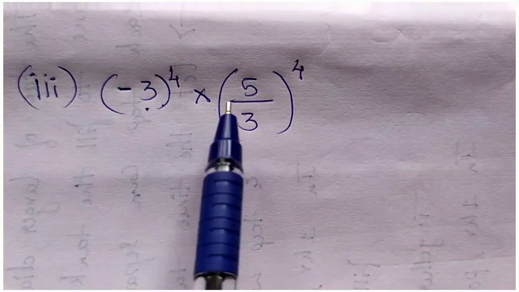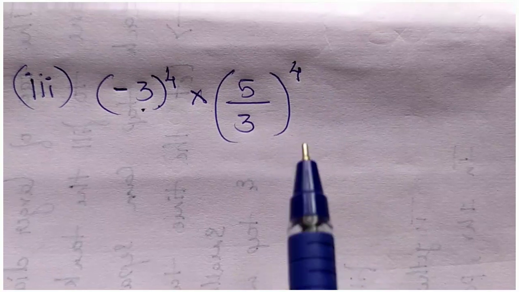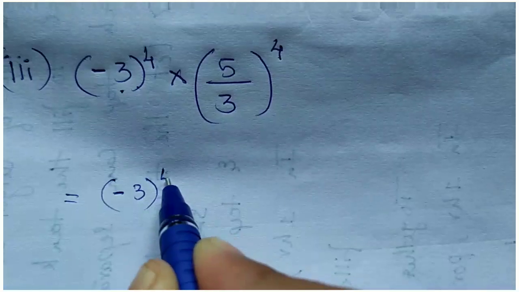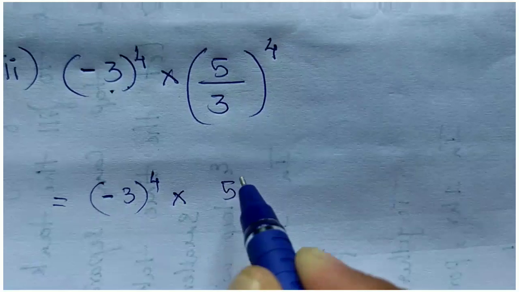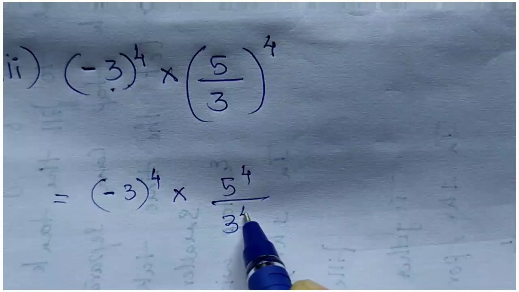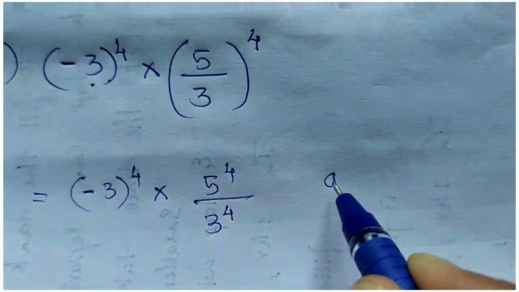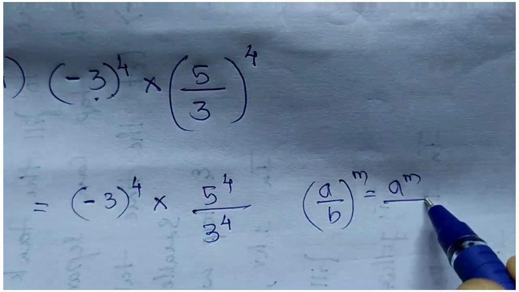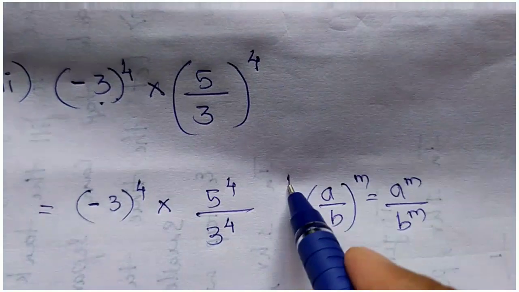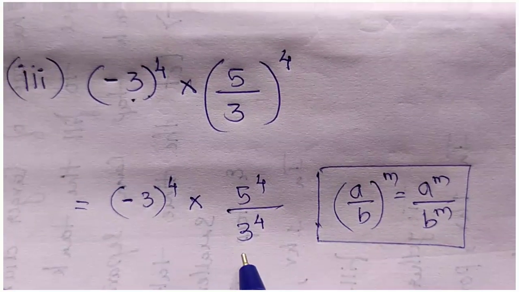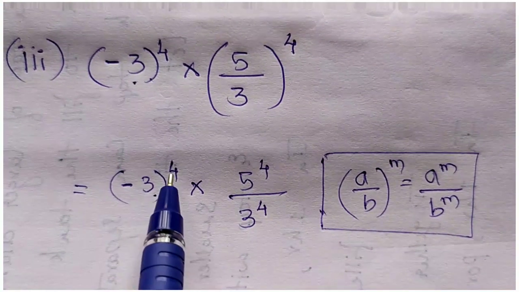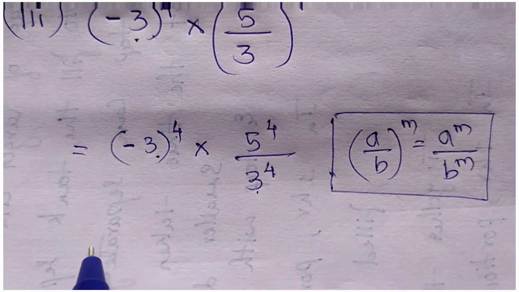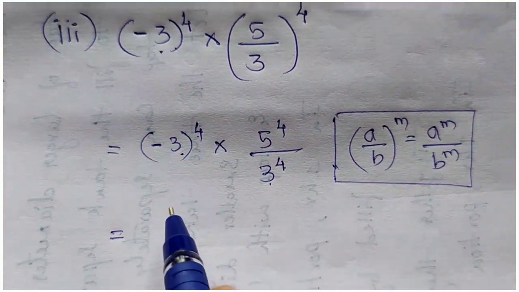Minus 3 power 4 is there into 5 by 3 whole power 4. Okay, so rewrite that one: minus 3 power 4 into 5 power 4 by 3 power 4. Okay, because a by b whole power m gives us a power m by b power m. Okay, so this is our law of exponent. So here minus 3 power 4, 3 power 4, we can easily get cancelled, or else if you are having the confusion, make them into simplify.